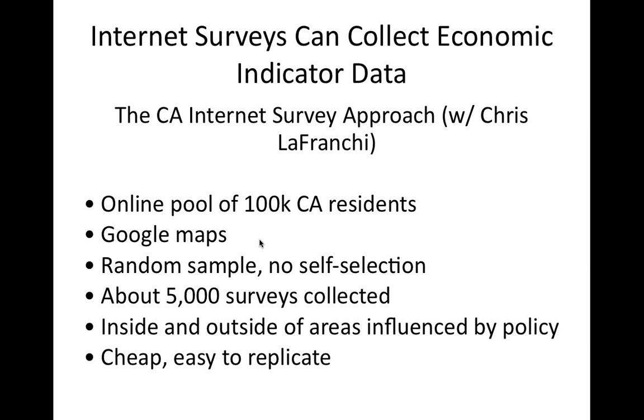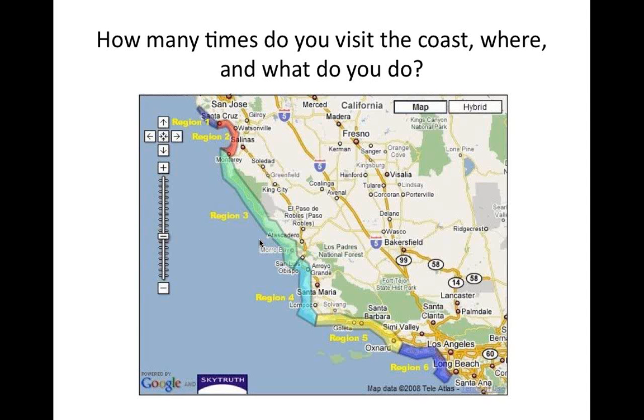And we were able to do it for about 300 miles of coastline. That is, we had areas that were inside and outside of those areas influenced by policy. So it really gives us that baseline that includes with and without, before and after. Well, before and after if we were able to collect it year after year. What the internet survey let people do is look at a map like this and start talking to us, tell us about how they visited and used certain parts of the coast on a yearly basis.